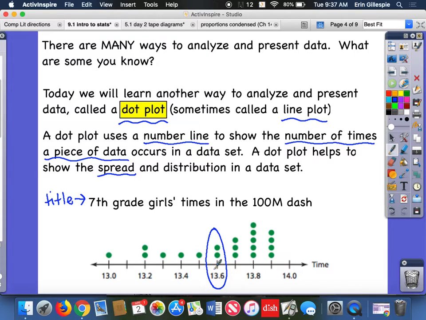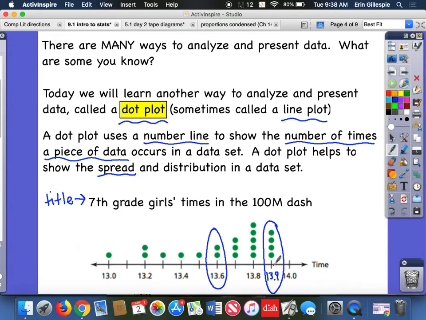I'm going to ask you another question. 4 girls ran a certain time on this data plot. There's only one time where there's exactly 4 girls that ran this time. What time is that? What time was run by 4 7th grade girls? Hopefully you said this one, and hopefully you knew that that was 13.9, because I see this is 13.8, this is 14.0, so in between must be 13.9, okay?